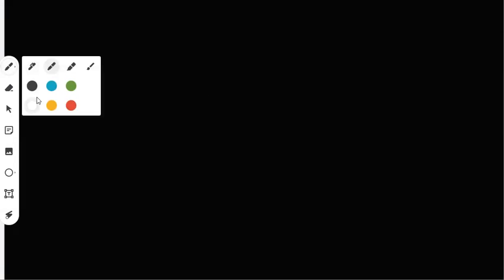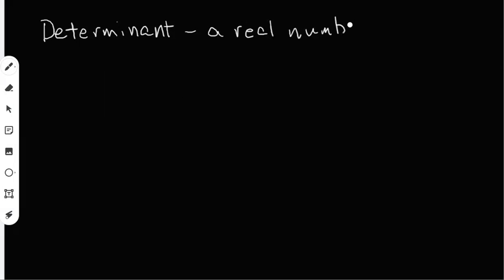All right, today we're going to be finding the determinant of a 2x2 matrix. So when we talk about determinants, these are going to be real numbers that you get from a square matrix. A determinant is a real number associated with a square matrix.